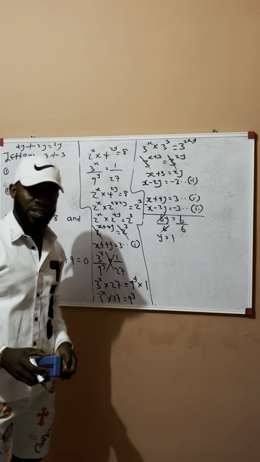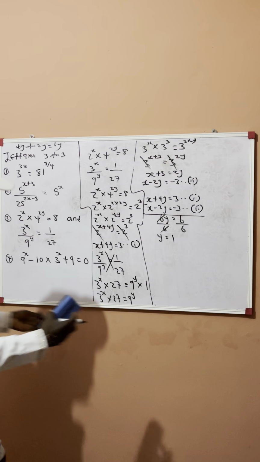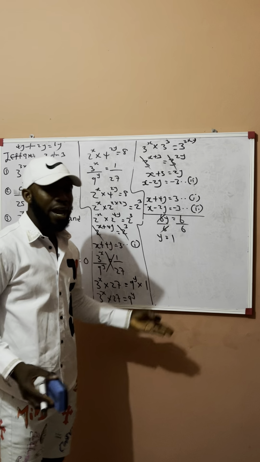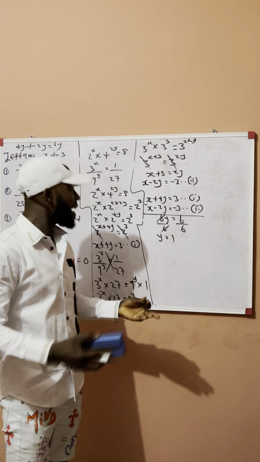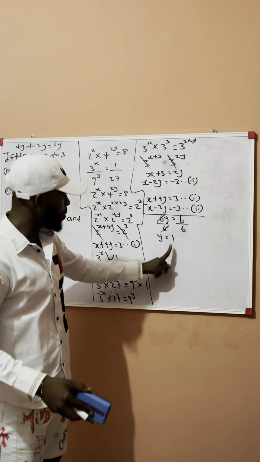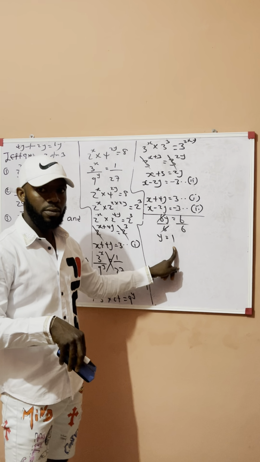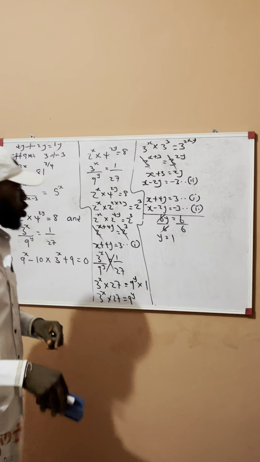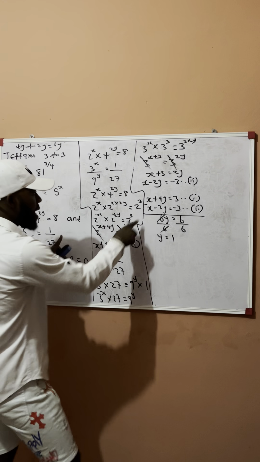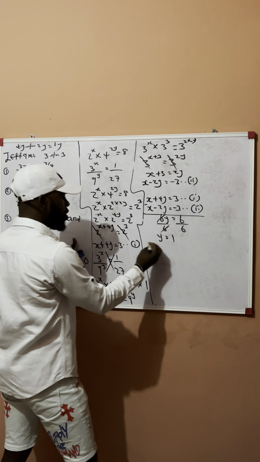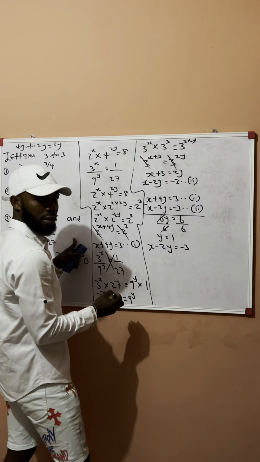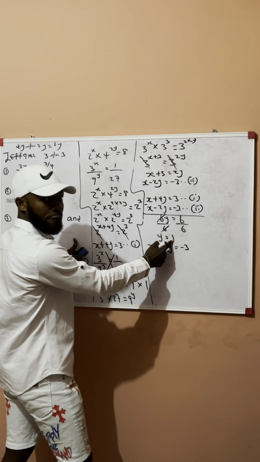Now that the value of y is 1, what is the next thing we are looking for? x. Now to get x, you can use either equation 1 or equation 2. Any of the equations you use, you can get the value of x. Anywhere you see y, substitute the value, which is 1. Right about now, I will be using equation 2 to get the value of x. Equation 2 says x minus 2y is equal to minus 3. But anywhere I see y, I put the value of 1.